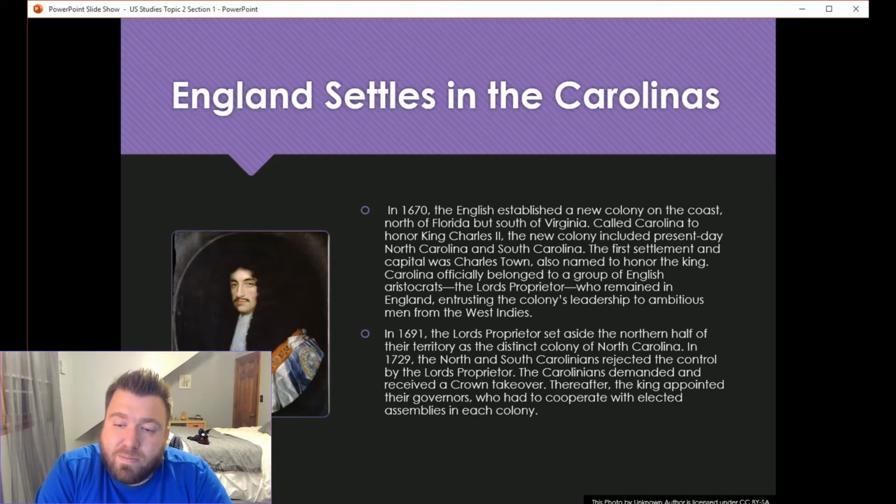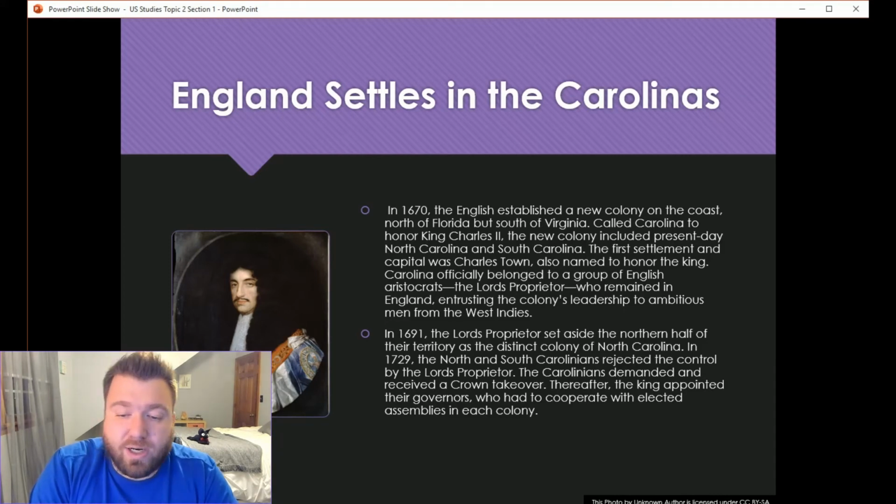Carolina officially belonged to a group of English aristocrats, the Lords Proprietary, who remained in England, entrusting the colony's leadership to ambitious men from the West Indies. In 1691, the Lords Proprietary set aside the northern half of their territory as the district colony of North Carolina.